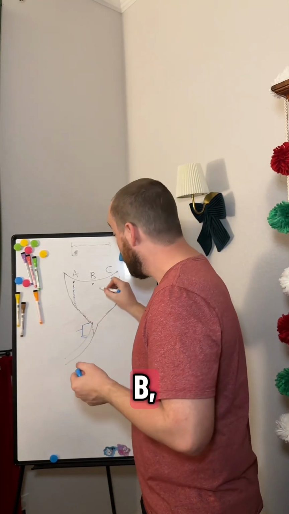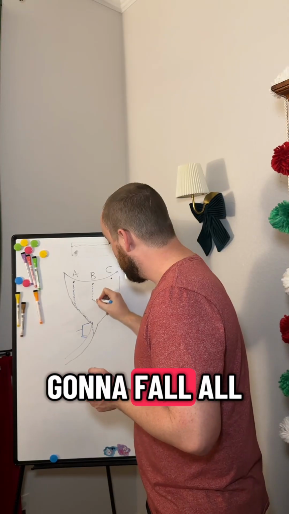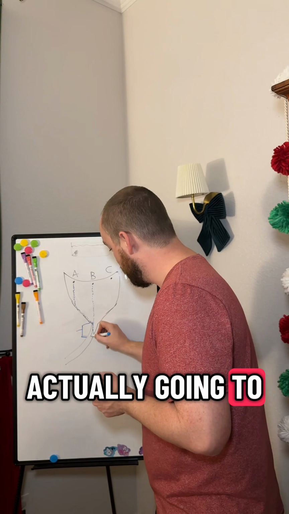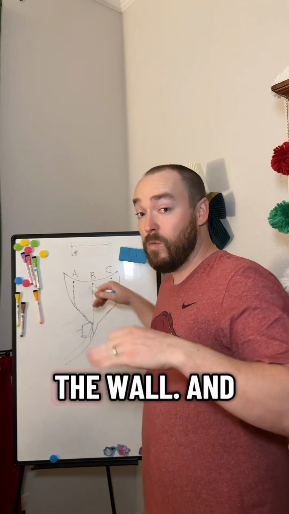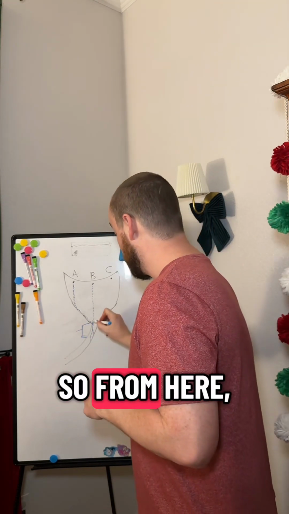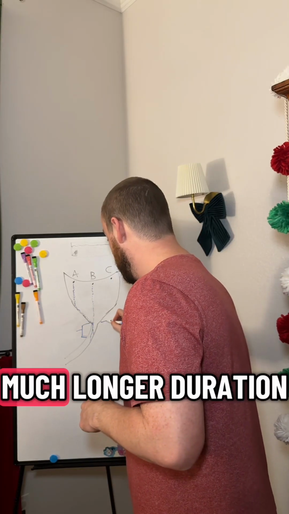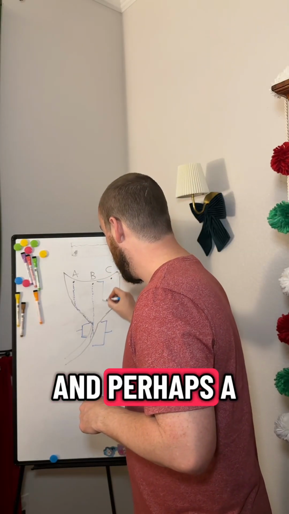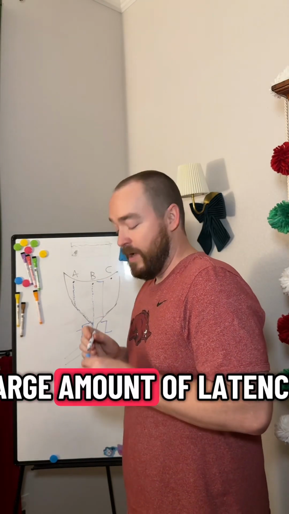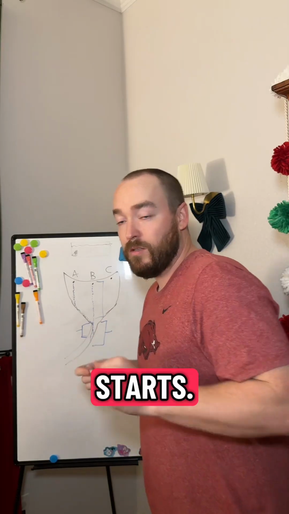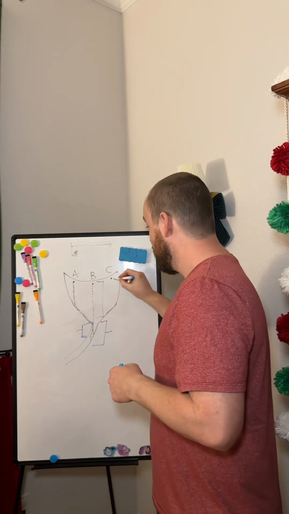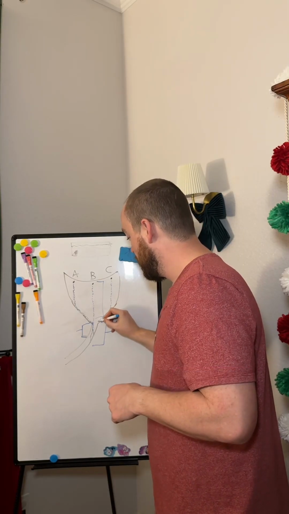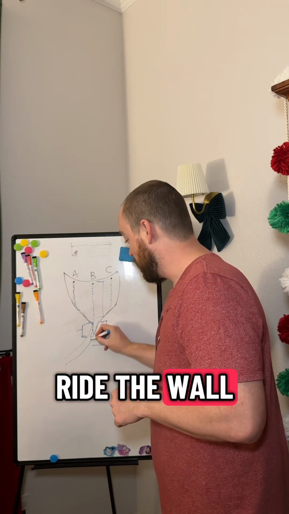Now with sediment B, what you're going to get is it's going to fall all the way down, and then it's actually going to fall further in the canal before it hits the wall and rides it all the way down. So from here you're going to get, for B, a much longer duration of nystagmus and perhaps a large amount of latency before the nystagmus starts. Now with sediment C, you're going to have this fall all along the wall, and then really it's just going to ride the wall all the way down.